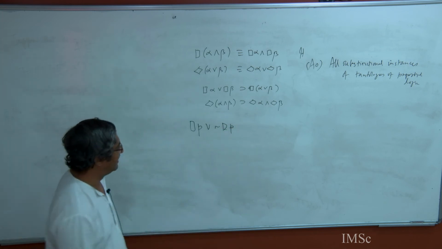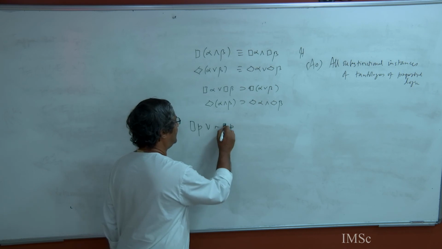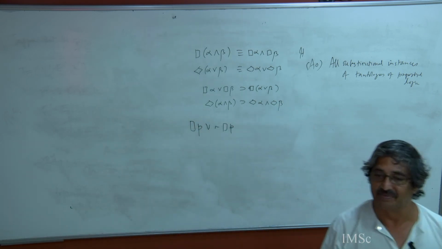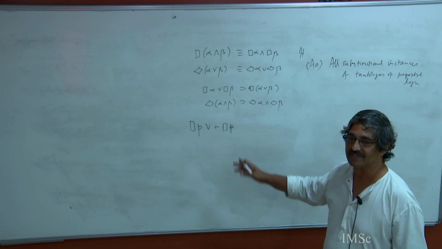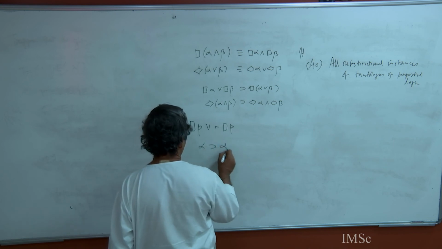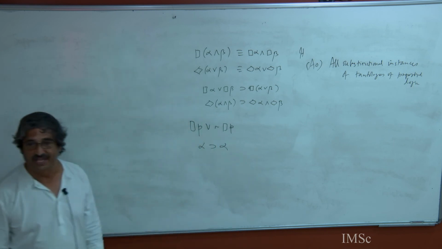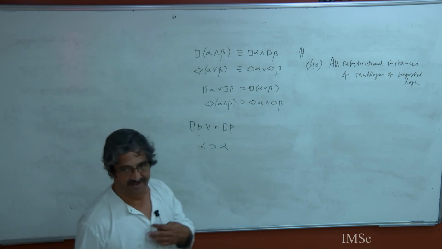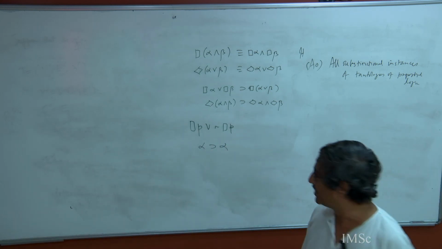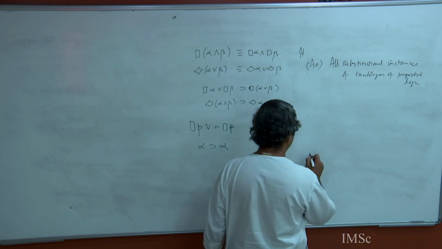that's valid, right? That's a substitutional instance, right? Modal substitutional instance of a tautology. P implies P, box alpha, alpha implies alpha, right? So they are all tautologies, so let's assume them. We are only interested in adding new axioms. Rules, we already have modus ponens.